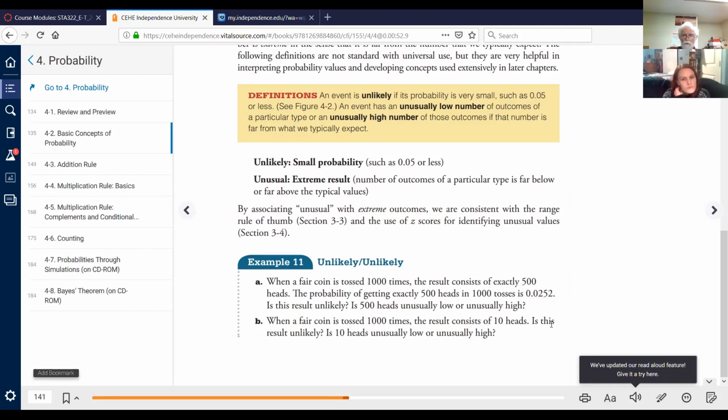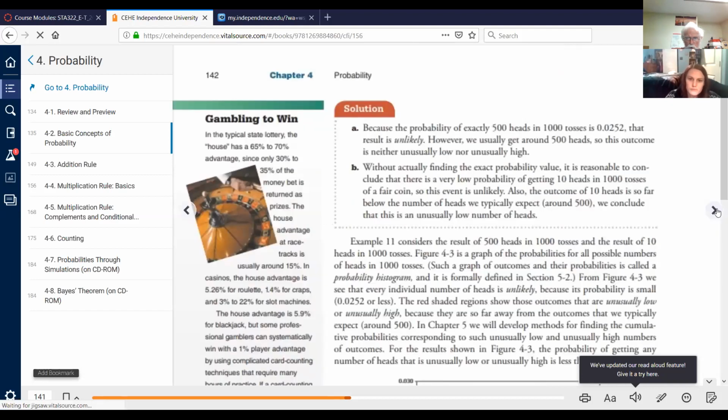But if we only have 10 heads, that is an unusually low number, because we would expect something closer to 50-50 based on our classical interpretation. Two possibilities, 50% chance each time. So there should, in the long run, be equal amounts of each result.